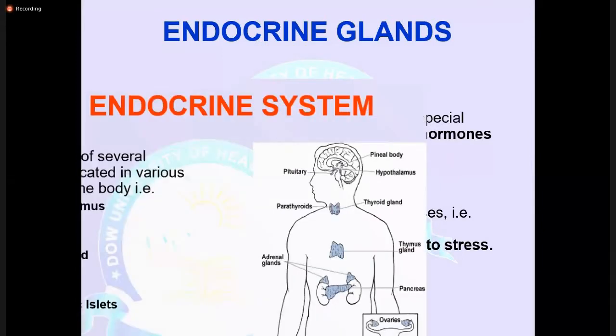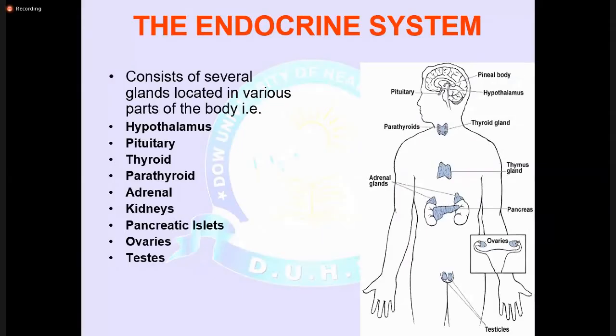Starting again from the superior part, you'll have the hypothalamus and the pituitary. The hypothalamus is the controlling site for the secretion of the endocrine glands, and the secretions travel into the pituitary. Some parts of the pituitary have secretions, and some parts have cells. Then within the neck, you have the thyroid and the parathyroid.